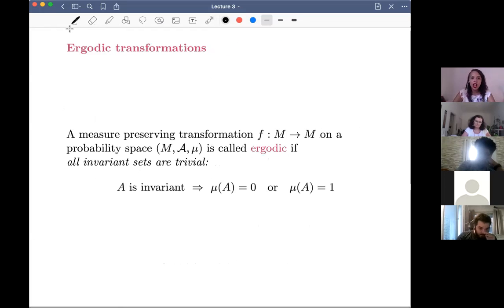Okay, so finally, what's an ergodic measure? You start with a measure preserving transformation. It is the map.